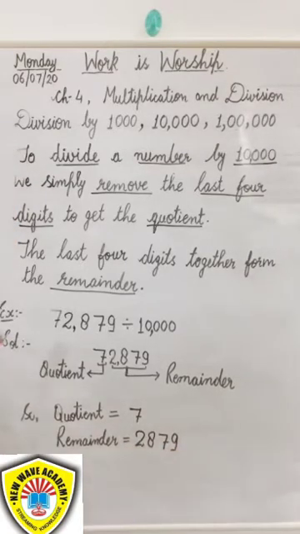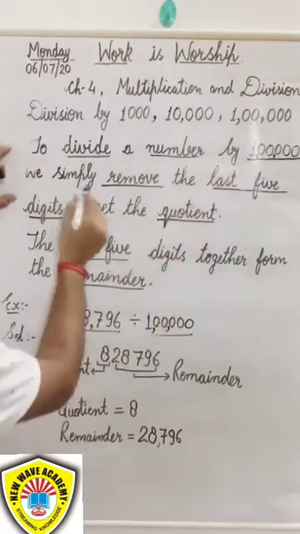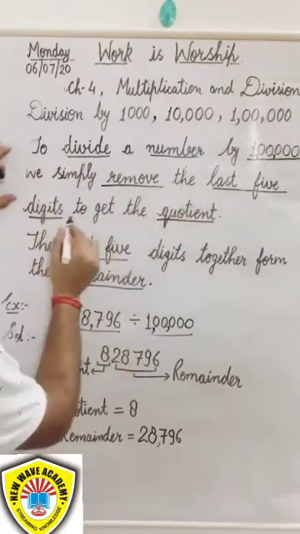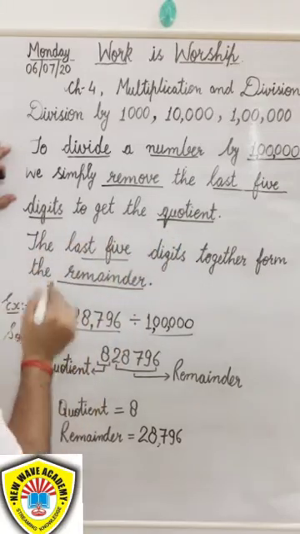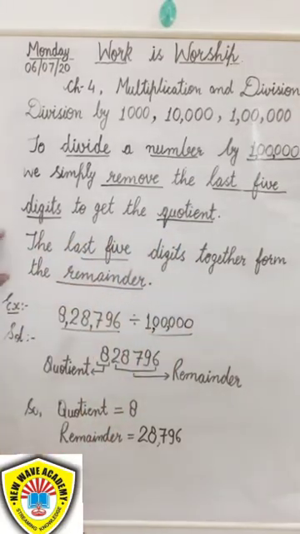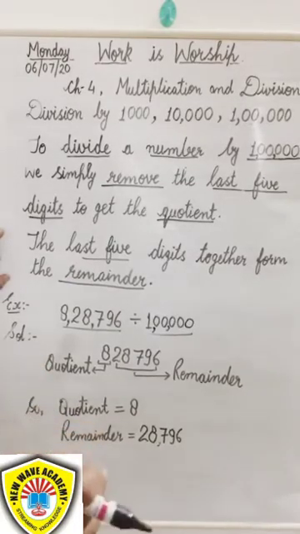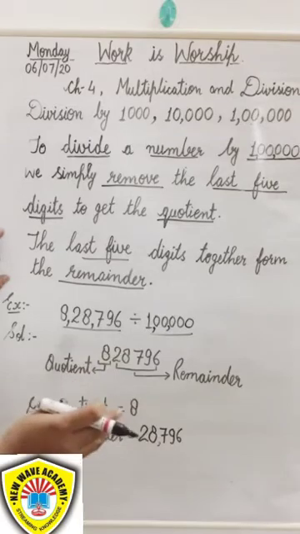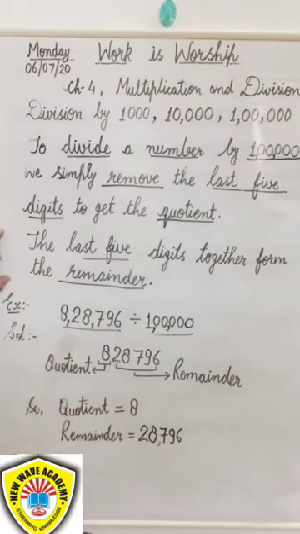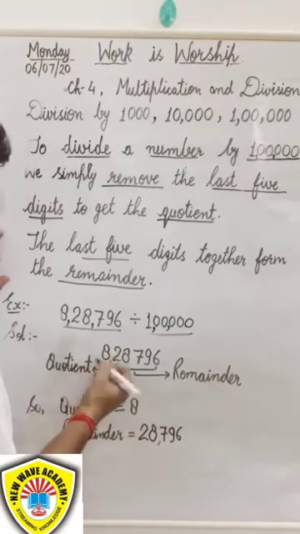2879. Okay, next one is, to divide a number by 1 lakh, we simply remove the last 5 digits to get the quotient and the last 5 digits together form the remainder. It means when we divide a number by 1 lakh, the digits on its ones, tens, hundred, thousand, 10,000 place form the remainder and the remaining digits form the quotient.